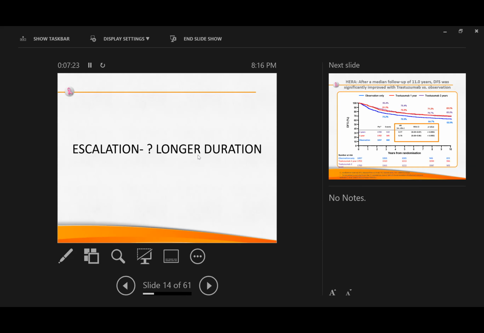So by then, people developed lapatinib, pertuzumab. So the next question was, can we escalate by adding one more drug to trastuzumab? I think there were some trials which looked at the addition of lapatinib. Those were kind of negative trials, so I've not gone into it. What is more recent and what we are interested in is, does the addition of pertuzumab help? So this was the APHINITY trial.